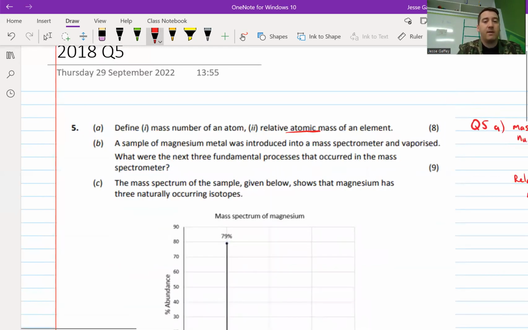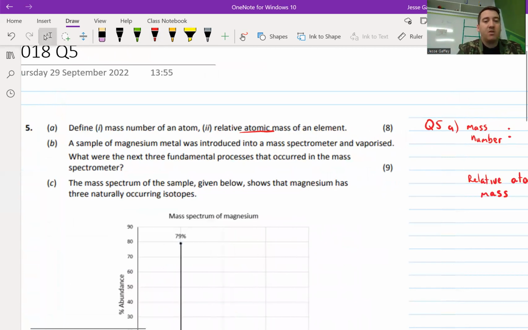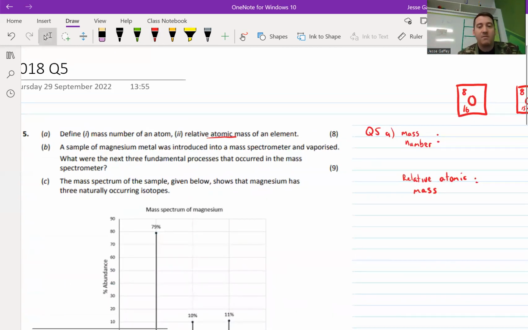All right, let's go on to the next bit. It says a sample of magnesium metal is introduced into a mass spectrometer and vaporized. What were the next three fundamental processes that occurred in the mass spectrometer? This is part B. We have learned before, what are the stages of a mass spectrometer? You're told that we vaporize the sample first. So that was the first step. What happens then in the mass spectrometer? The next three steps. So pause the video and write those down.